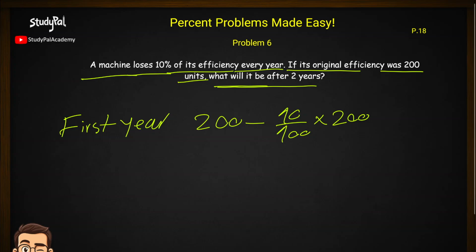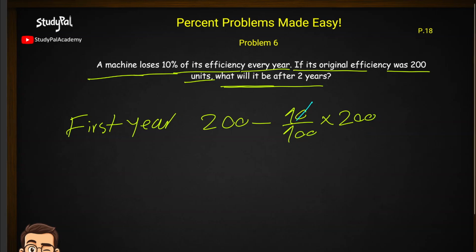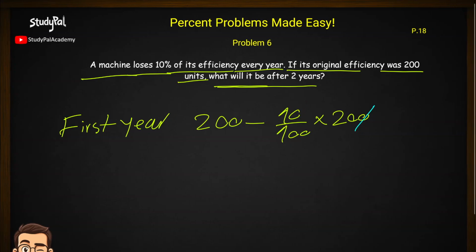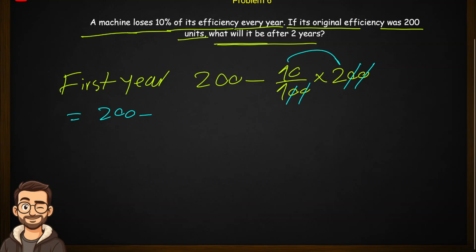So let's simplify again. This 0 goes away with that one, this with that one. Or you might want to say that I would like to simplify these two zeros with these two. It's okay. And in the end, you end up with 200 minus 10 times 2, which is 20. And it gives you 180. That was for the first year. What about the second year?